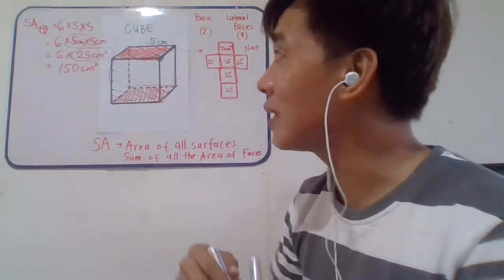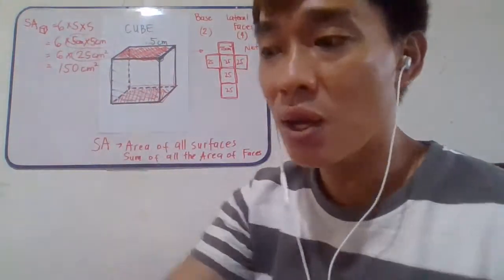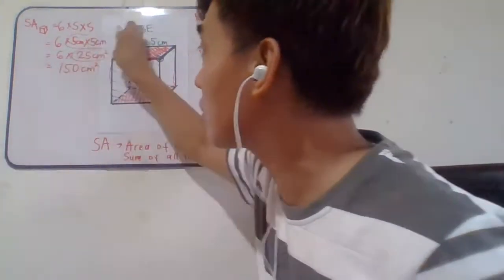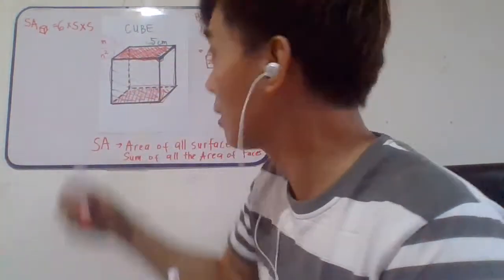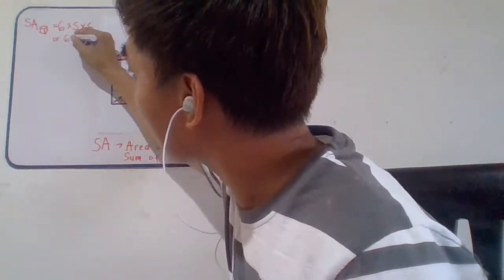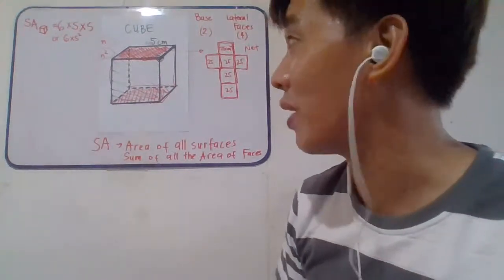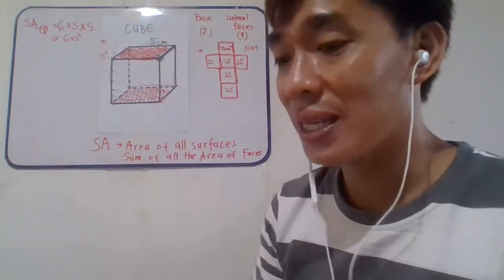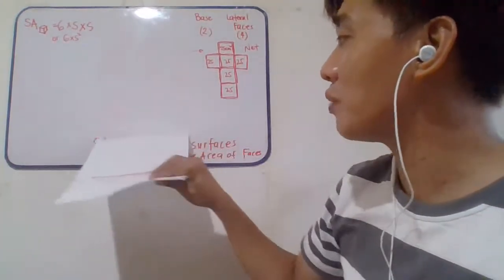Always remember that the surface area of the cube is 6 times side, or we could summarize that as 6 times s squared. Okay? 6 times s squared. With that, let's proceed to our next figure.